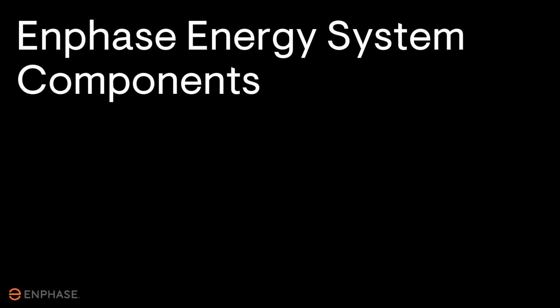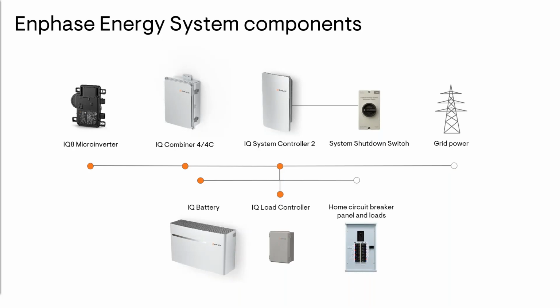Now let's review the key components of the Enphase Energy System and their roles. There are 6 key components: IQ8 microinverters with a solar array, IQ Combiner 4 or 4C, IQ System Controller 2, System Shutdown Switch, IQ Batteries, and IQ Load Controller.